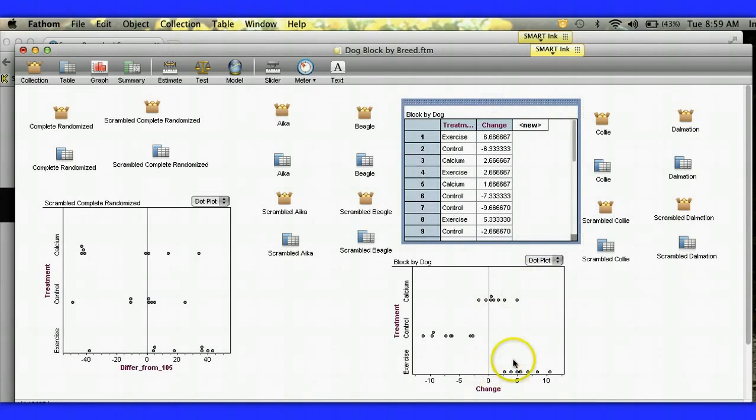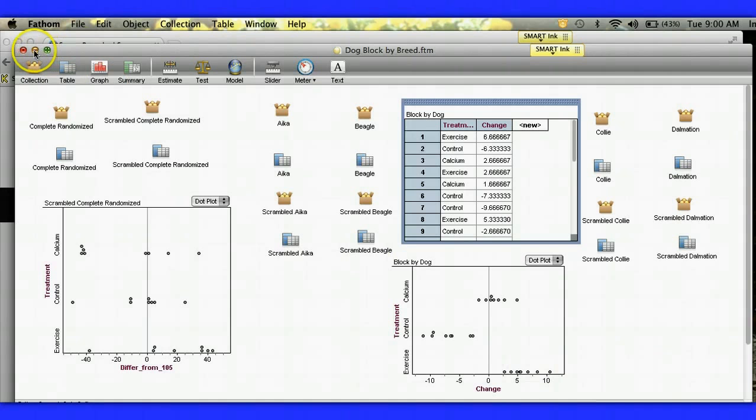And when we do this, we can see that there's a difference. This difference was hidden when we did the completely randomized design. So the breed of dog makes a difference. Calcium might be okay. It doesn't always help the dog, but clearly exercise is the way to go. And no matter what breed of dog you have, exercise seems to matter.